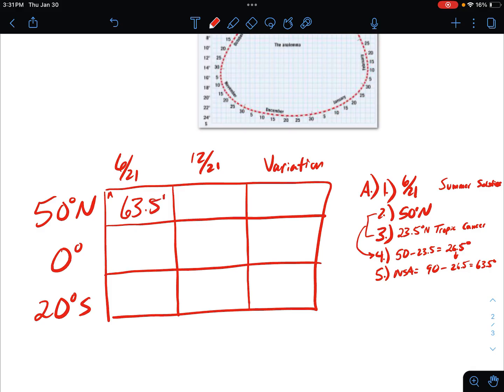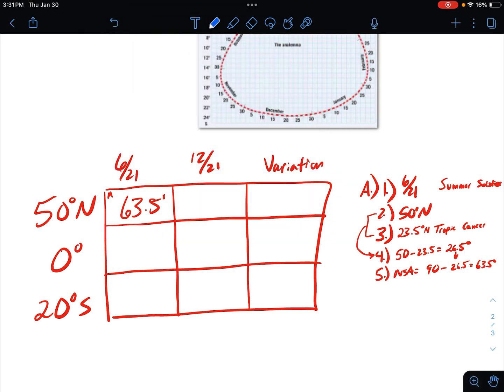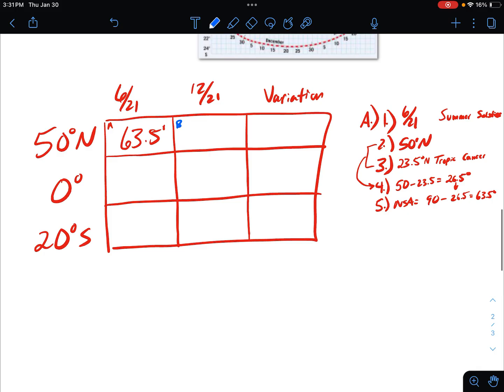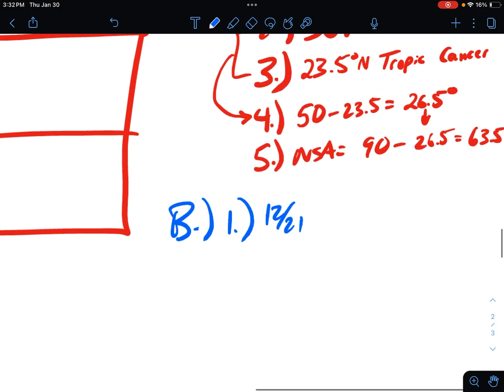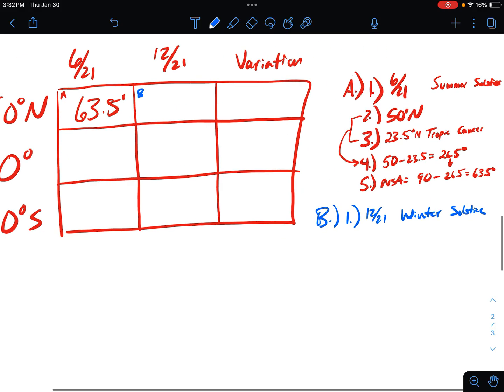Okay, so then I'm going to do the same thing, but I'm going to switch colors to make it clear what I'm doing here. Let's do box B here. So we're going to do the same location on a different day of the year. So what we're going to do here is, all right, we're saying 12/21, also known as winter solstice. All right, and winter solstice at 50 degrees north.